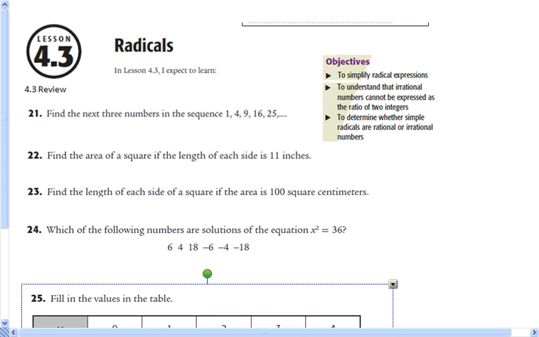Quick review of a couple things that you'll find helpful in this lesson. Find the next three numbers in the sequence. You should notice that this number is 1 squared, 2 squared, 3 squared, 4 squared, etc. So the next three numbers would be 6 squared, which is 36. The next one is 7 squared, which is 49. And the next one is 8 squared, which is 64.